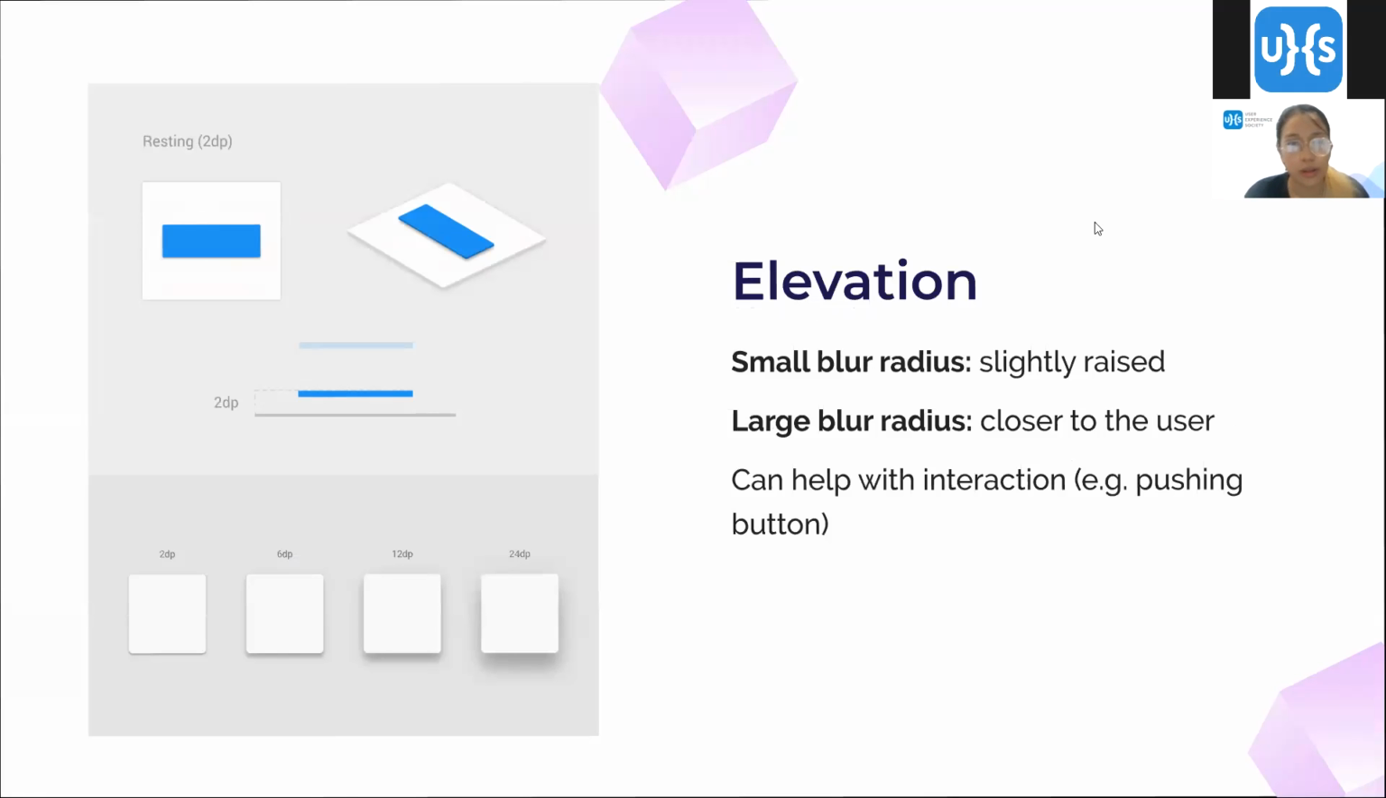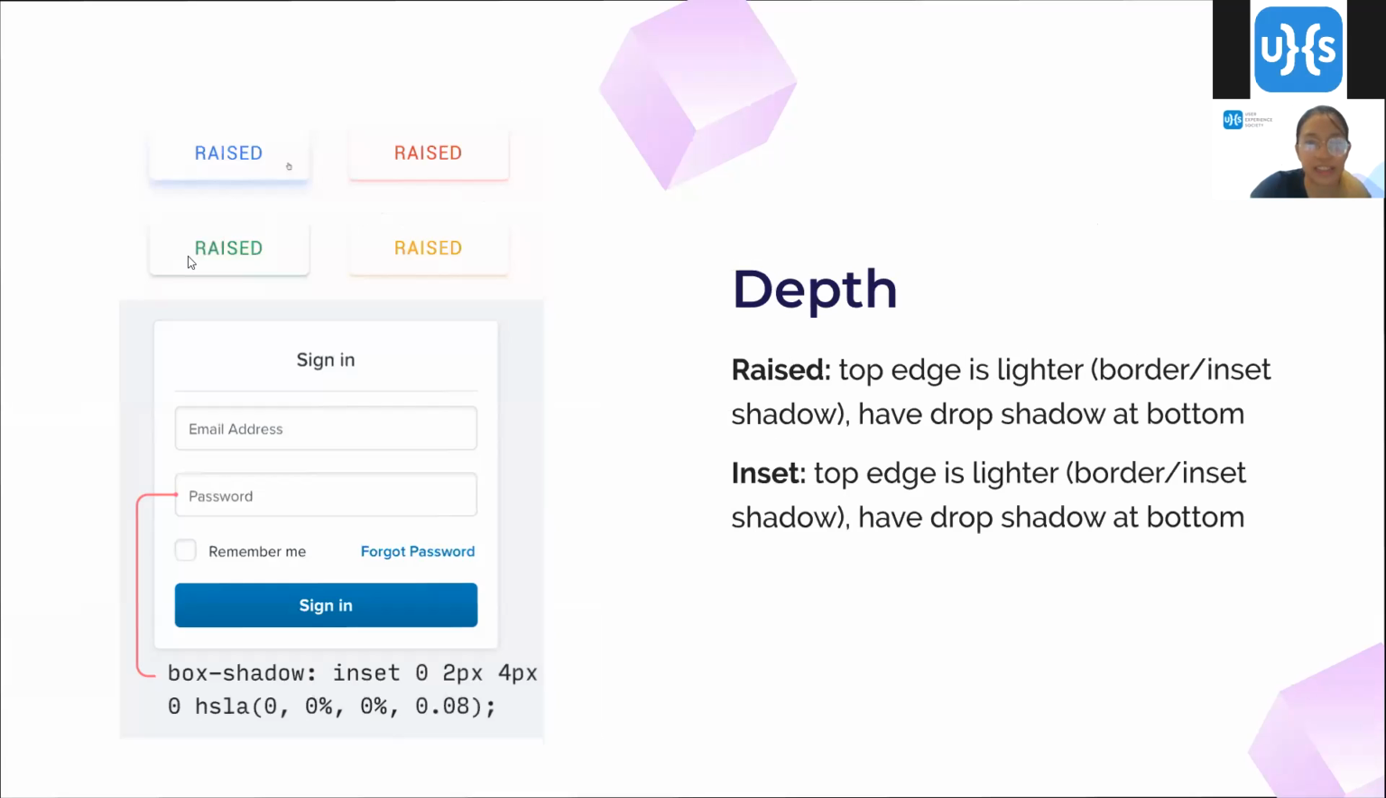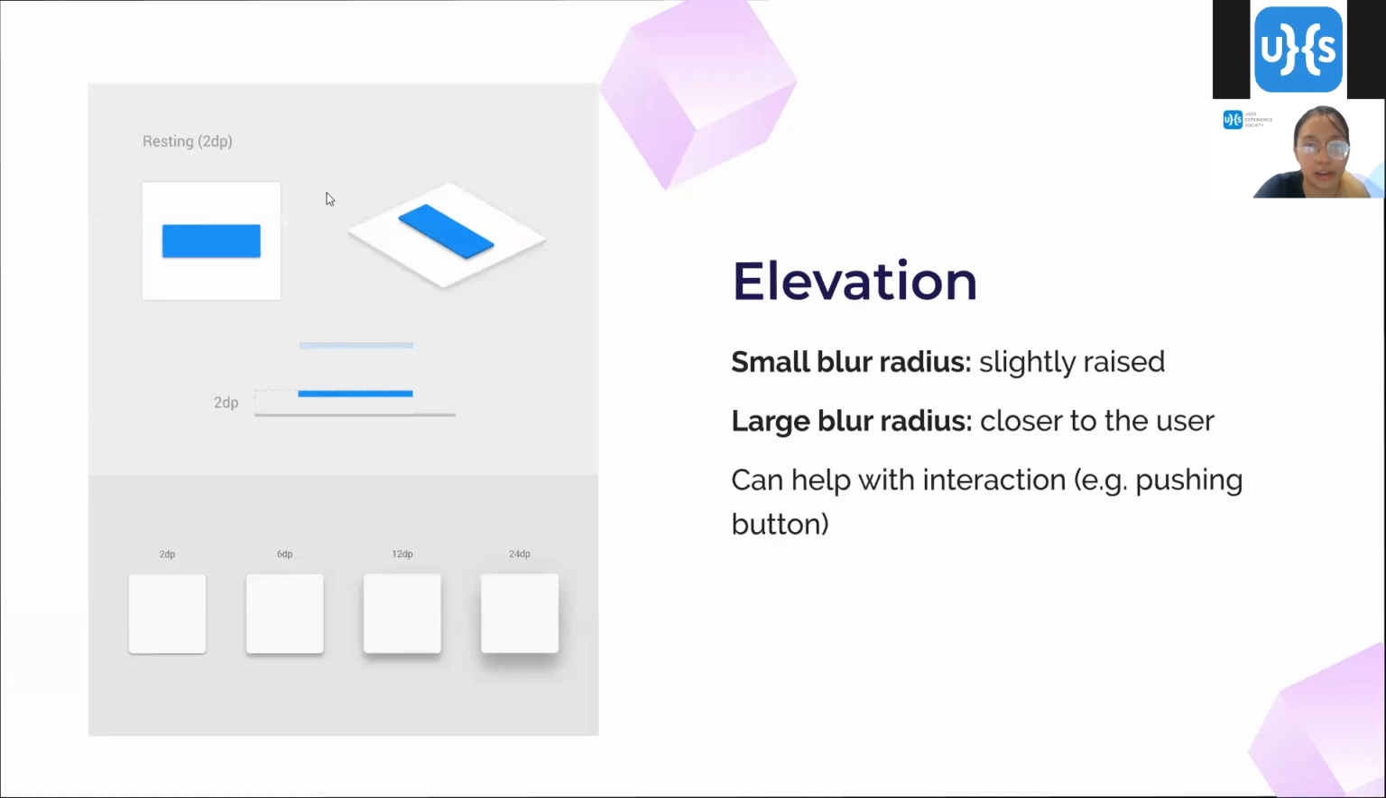Elevation too. There's this property known as blur radius. It's like the shadow behind an element. The smaller it is, the more slightly raised it looks, like this raised button here. But if it's larger, it looks closer to the user, as you can see here. Compare 2 dp versus 24 dp: which looks closer? Of course, the 24 dp.